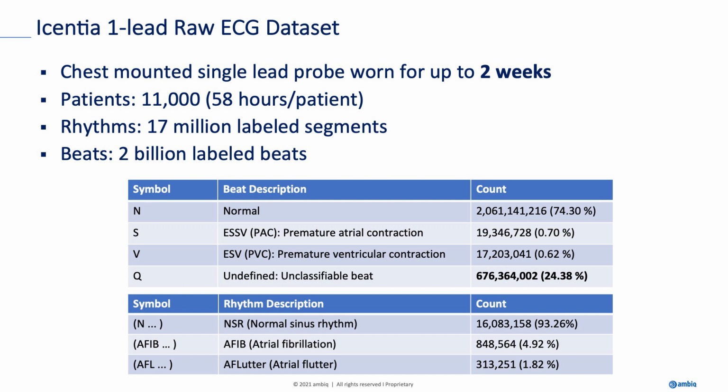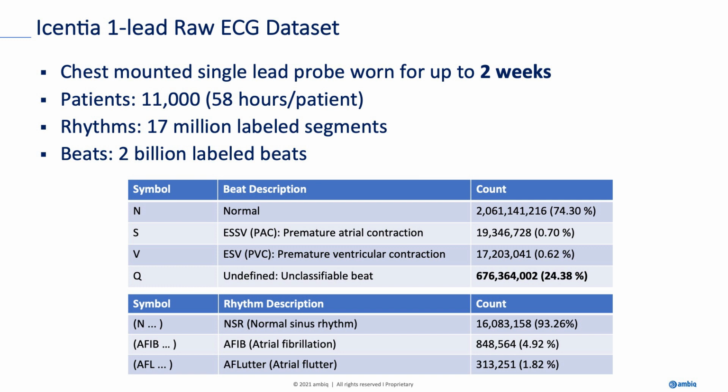In terms of data sets, there are a number out there. I decided to go for the biggest data set I could find that had the most noise, what you expect to see in the real world. This one is called the Essentia data set, after the hospital that put it together. These were patients wearing a chest-mounted single-lead probe for up to 2 weeks. So there's tons of noise in this: as a person goes through the day, showering, getting changed, going for a jog, all of this is included in the data set.